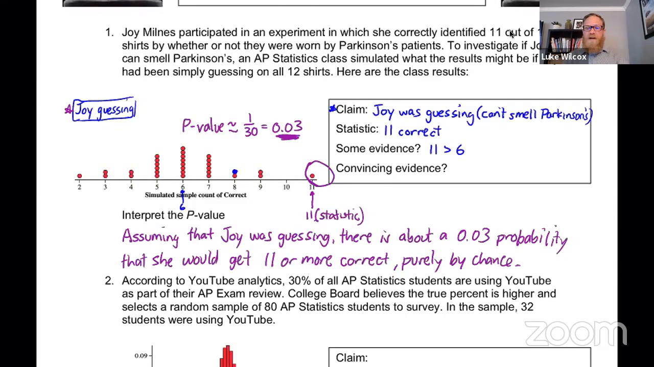Now, that is a very, very low probability, which is suggesting to us that maybe the assumption that we made up front is not really true, and that we have convincing evidence for the other claim, which is that Joy can smell Parkinson's. So because this p-value is so small, so unlikely to happen purely by chance, we do in fact have convincing evidence.